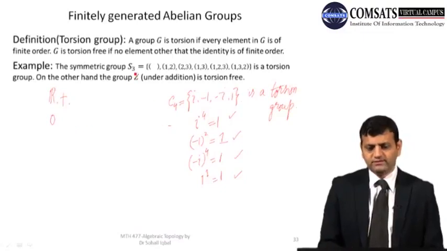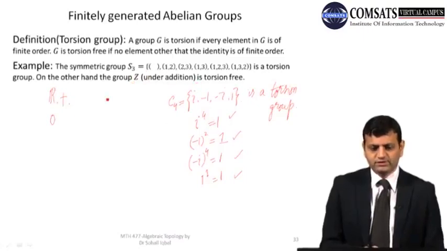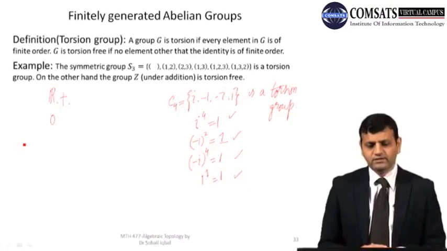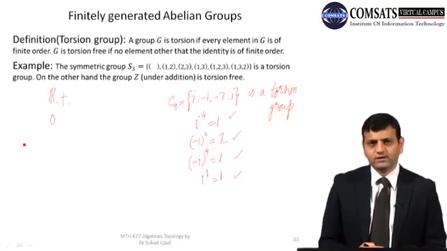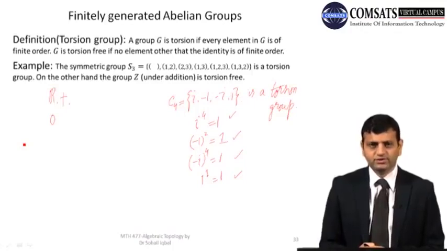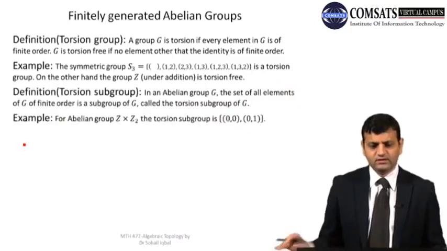So the symmetric group S3 is a torsion group. On the other hand, the group Z is torsion free. So there is another example. In general, we can prove that, of course this is not part of our course, but we can show that every finite group is a torsion group due to the results coming from group theory. So let's go to our next concept.